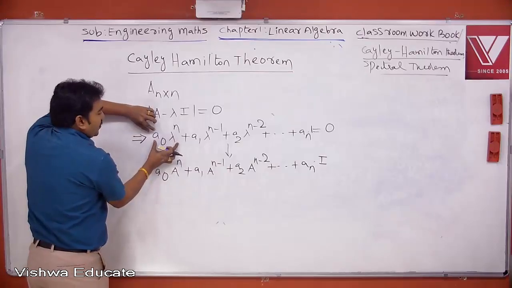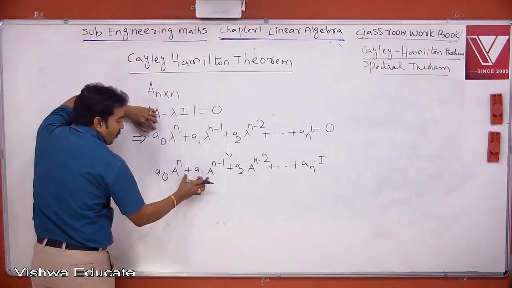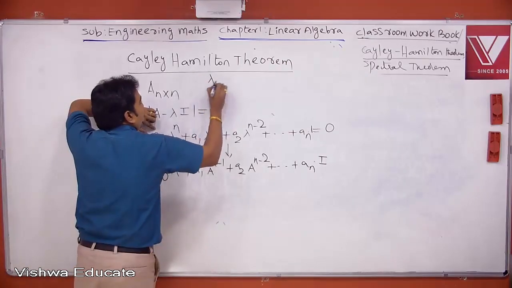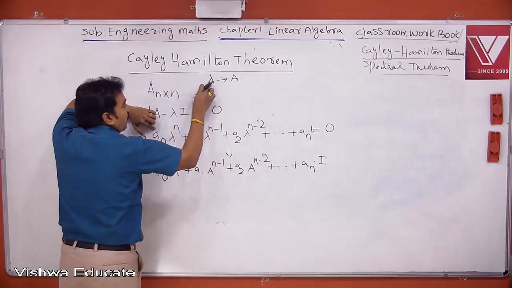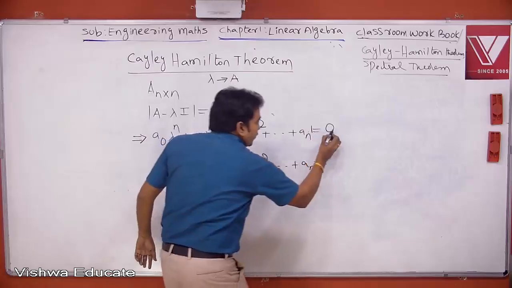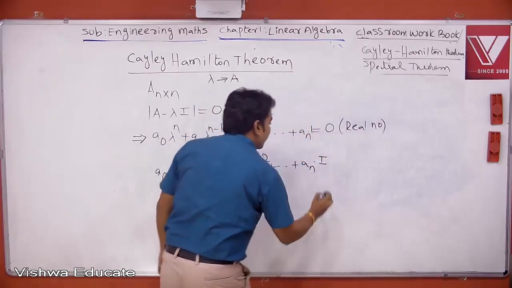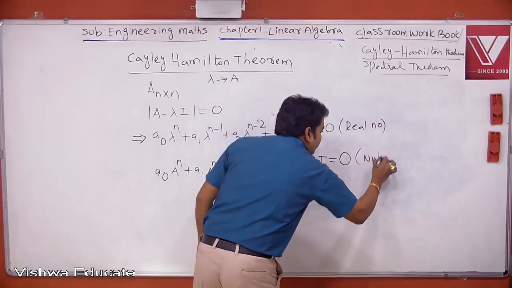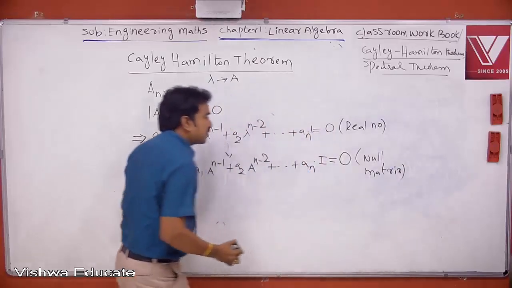Therefore, this is a general polynomial expression in the variable lambda, and this is a polynomial expression in the matrix A. What we are doing is simply replacing lambda by the matrix A, replacing the eigenvalue with the corresponding matrix. In this case, this 0 is a real number, but when you simplify this, you will get a null matrix.